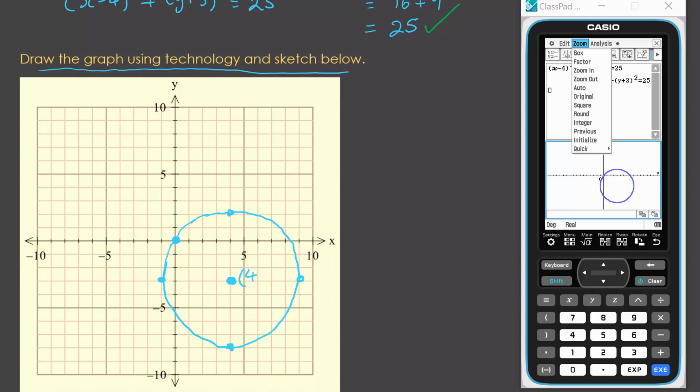And label the centre. And of course, you should always label the graph. So it's (x - 4) squared plus (y + 3) squared equals 25.